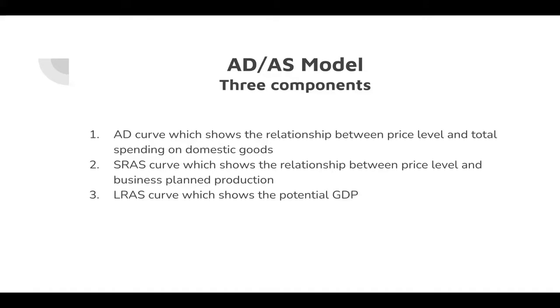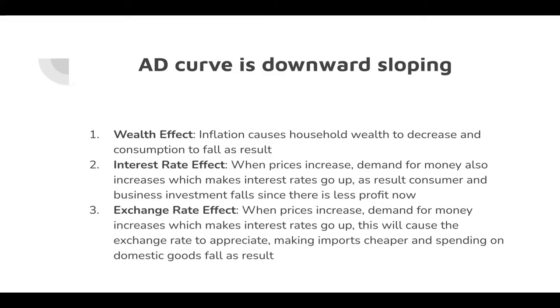And lastly, we have our long-run aggregate supply curve, which shows the potential GDP, which is a long-run equilibrium. It shows the GDP if the economy is functioning at maximum capacity. So our aggregate demand curve is downward sloping. It means that as price increases, spending goes down.